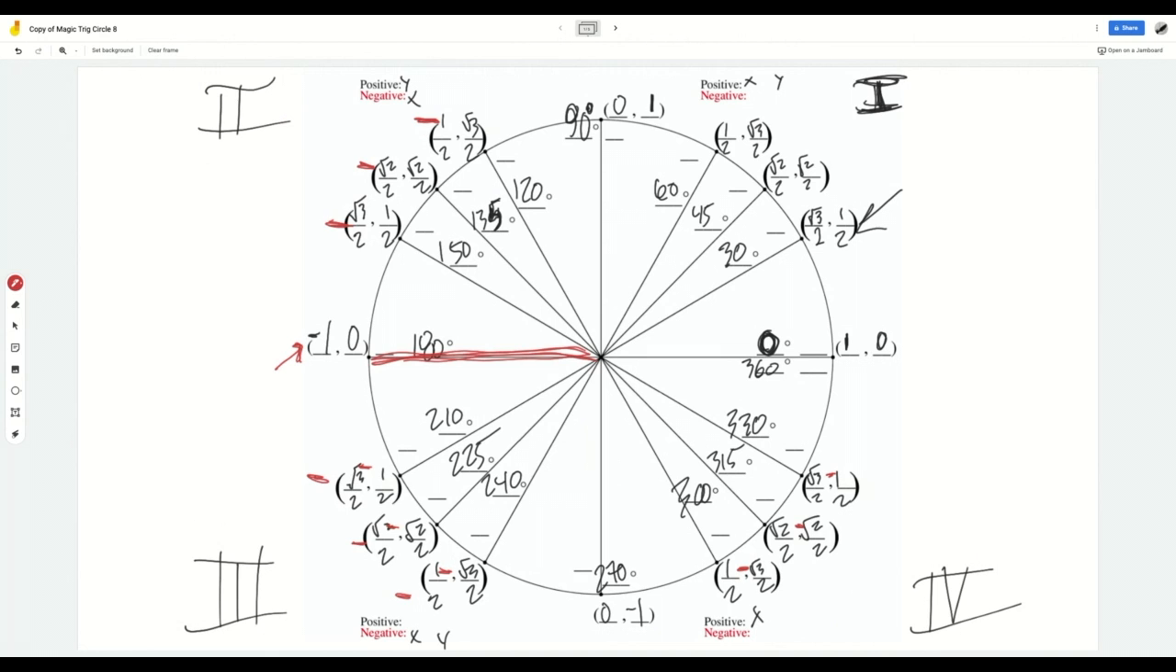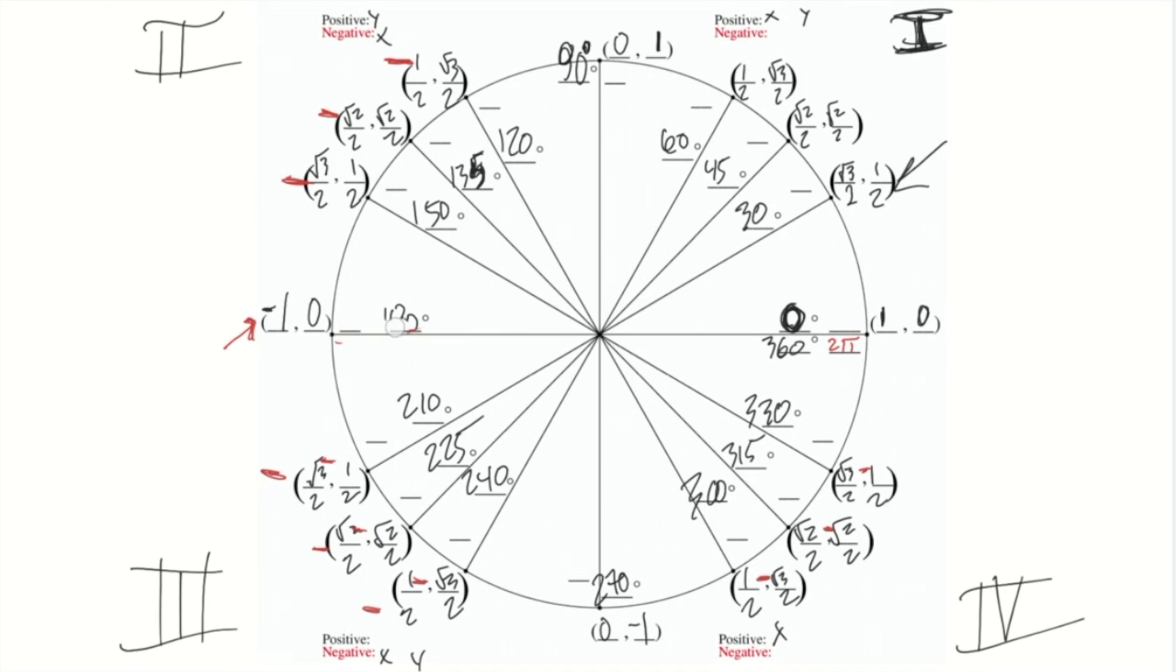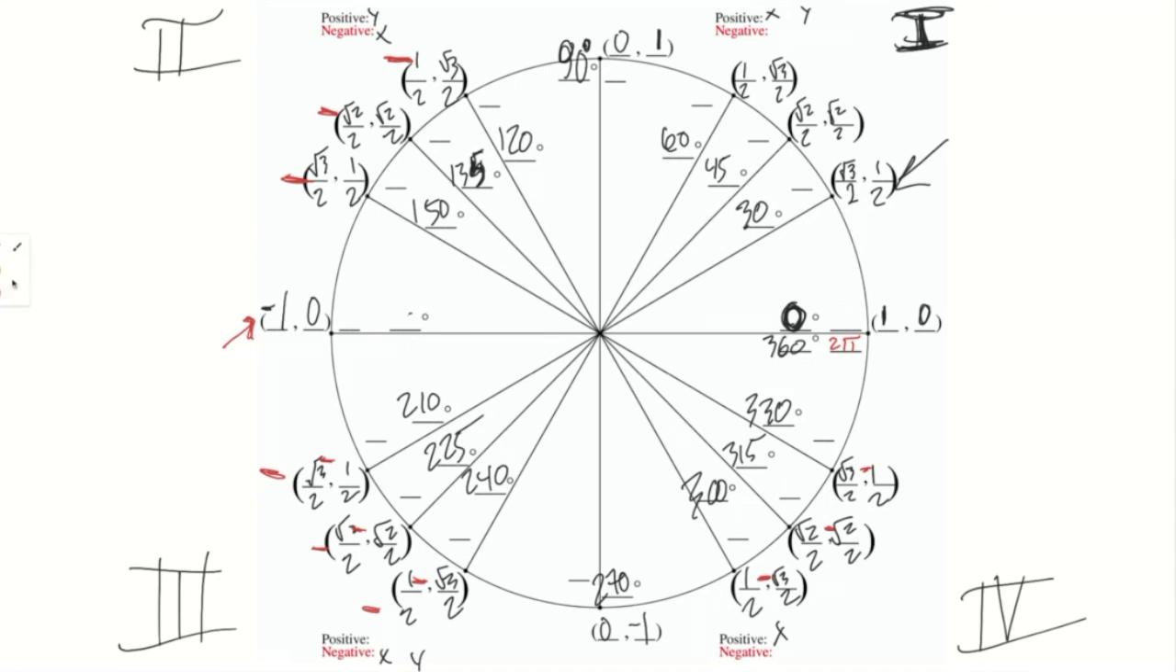I need radians now. Favorite part, radians. So most of you should know, I'm sure you know, 2 pi is one full circle, which means that half of that is pi. So 180 is pi. Now let's try to fill in everything in between. We're going to get these angles in terms of pi and radians.